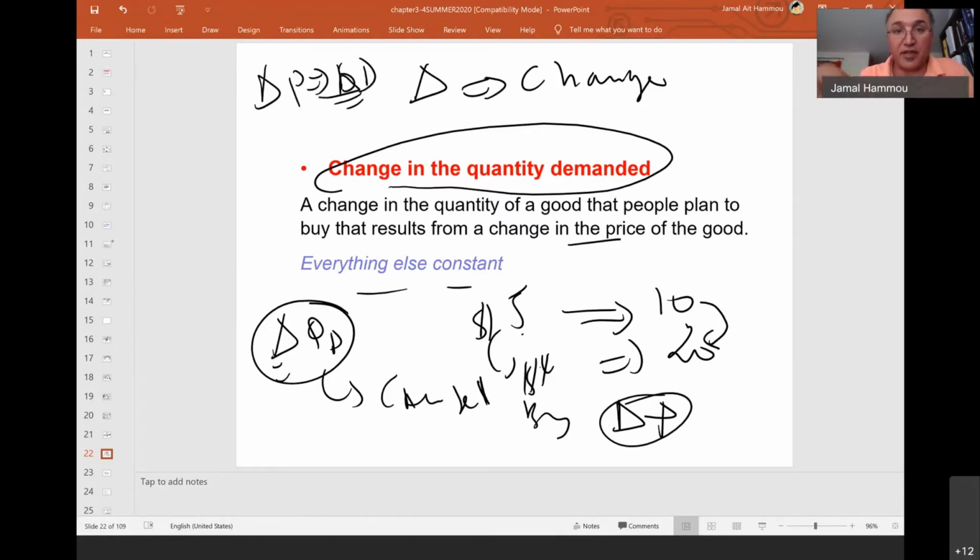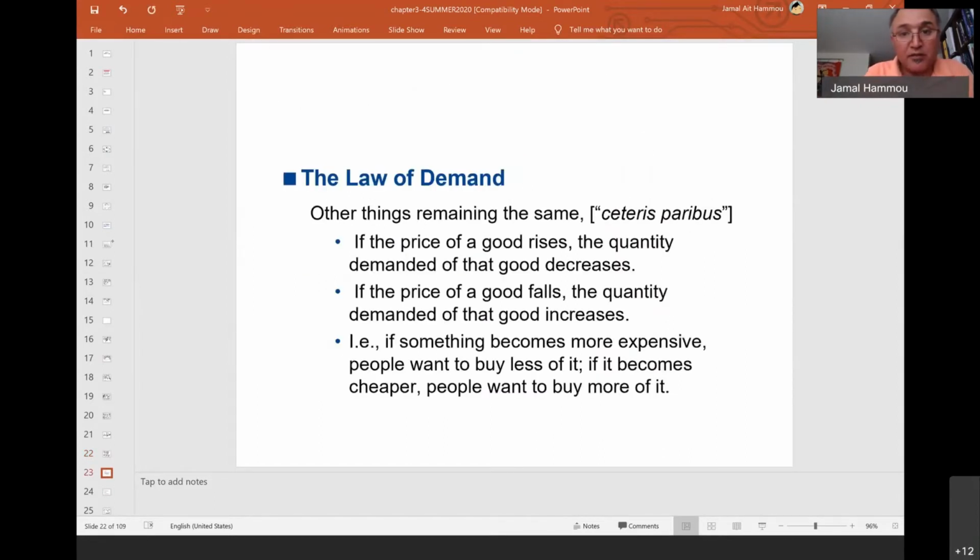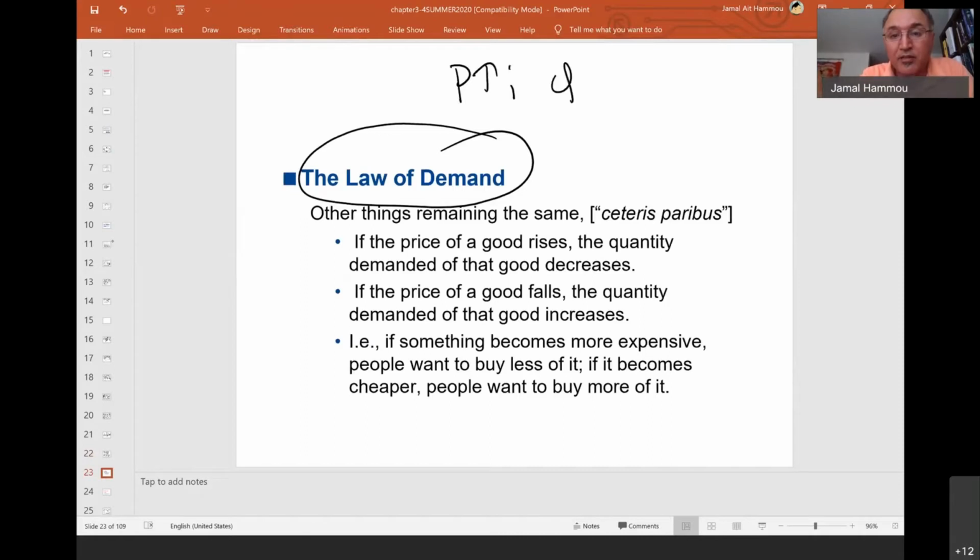You will see what is the difference between the two in a few seconds. So the law of demand: there is a negative relationship between the price and quantity demanded. It means if the price goes up, how much people are buying goes down. If the price goes down, the quantity demanded goes up. That's called the law of demand.